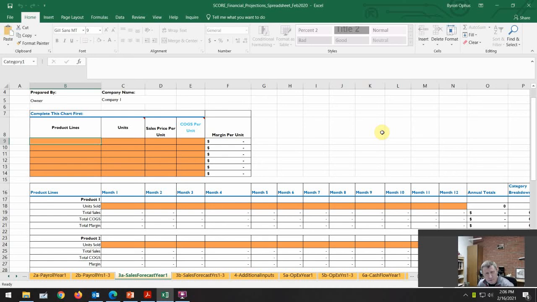The next couple of worksheets, I guess three that we'll take a look at, are going to be sales forecast and your additional inputs. The sales forecast can get a bit quirky, so bear with me on that a little bit, but it usually works out pretty well. But for some of you, your products or services may be a little tough to fit into here. But we should be able to make it work. You just might have to combine some things.